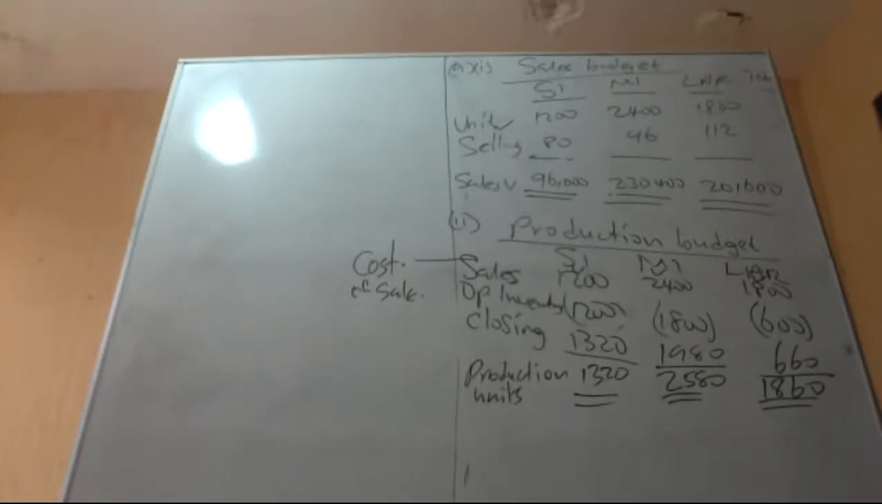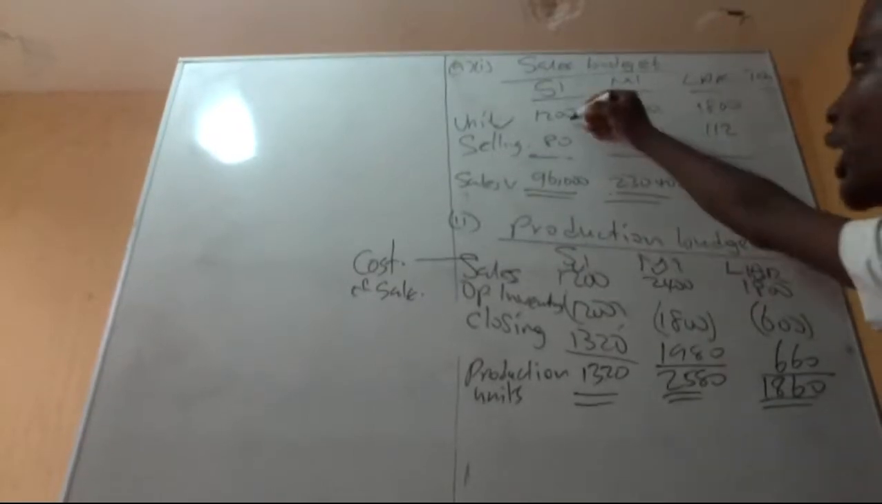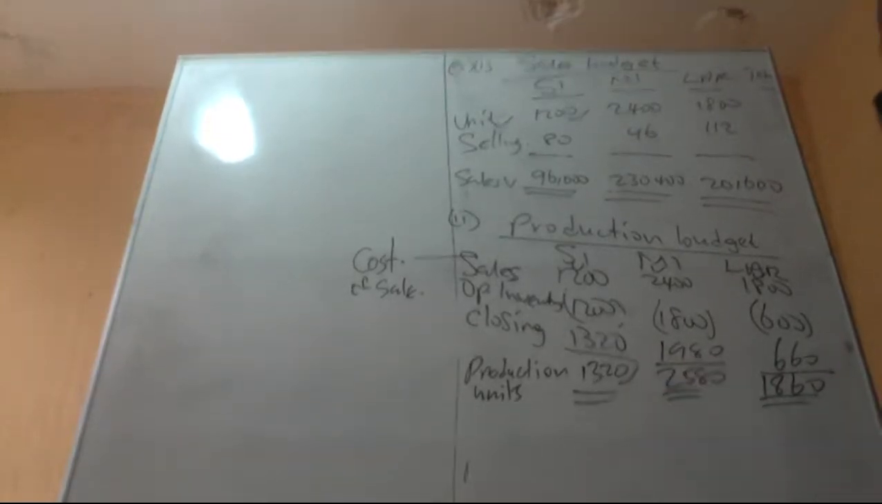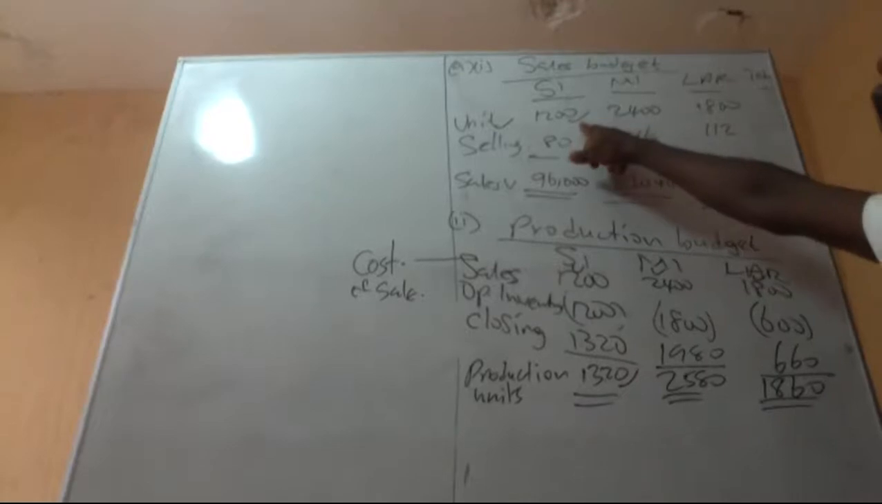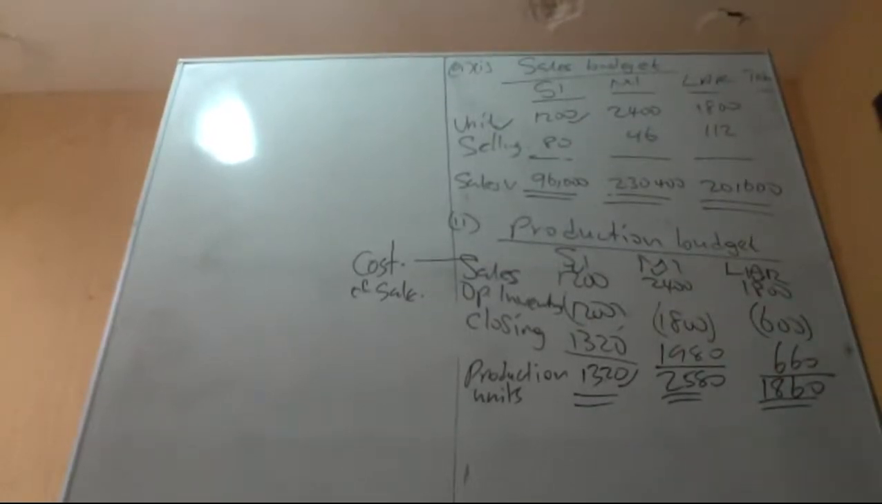Material usage budget. Now that you know, let's start from scratch. Now that you know that you can only sell 1,200 units, and now you know that you have to produce 1,320 in order to sell your 1,200, then what will be the quantities of the material that you need, or quantity of material you're going to use?